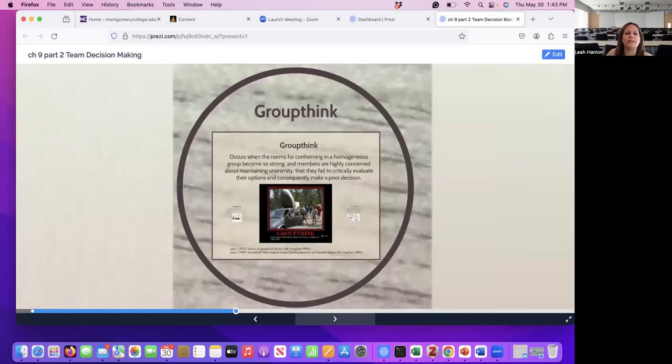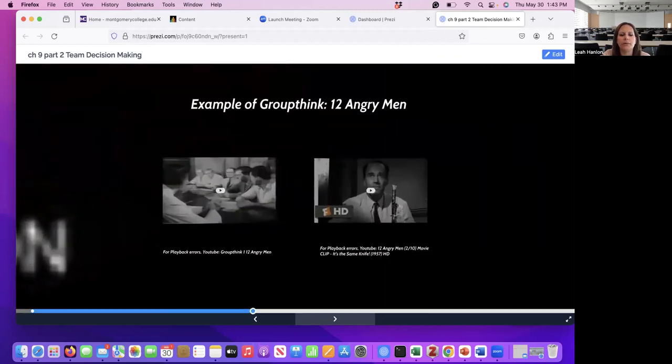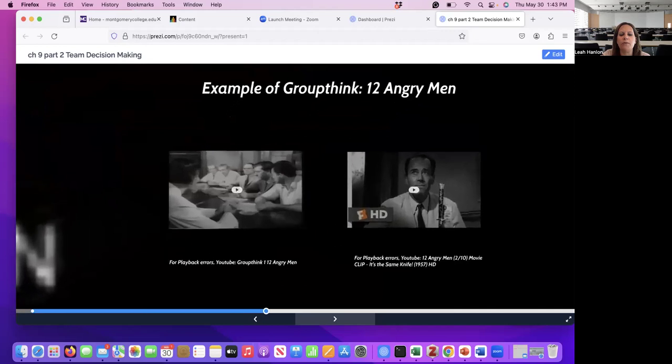Groupthink, as I mentioned, occurs when the norms for conforming in a homogeneous group become so strong and members are highly concerned about maintaining unanimity that they fail to critically evaluate their options and consequently make a poor decision. Here's an example of groupthink from 12 Angry Men.